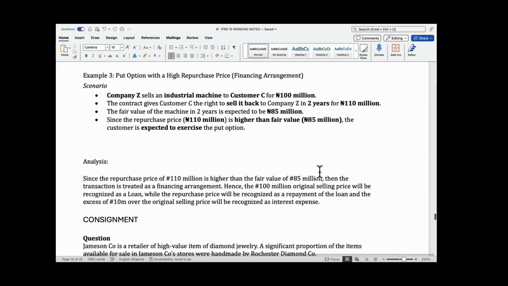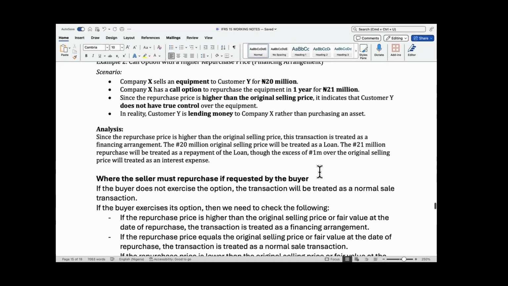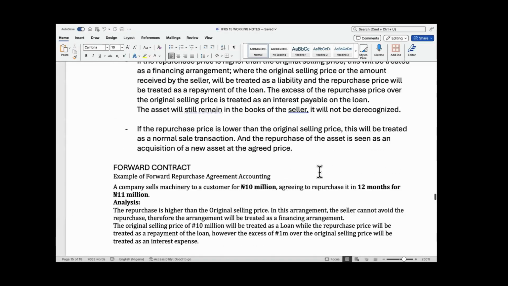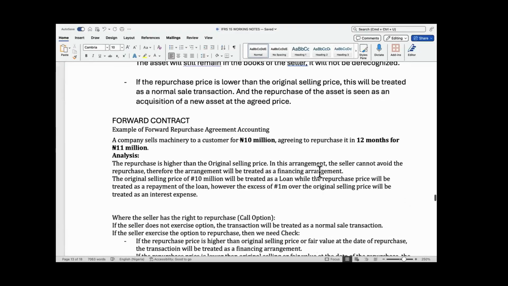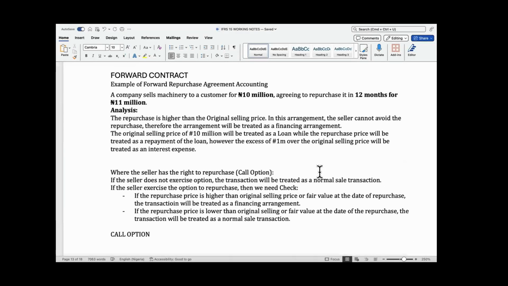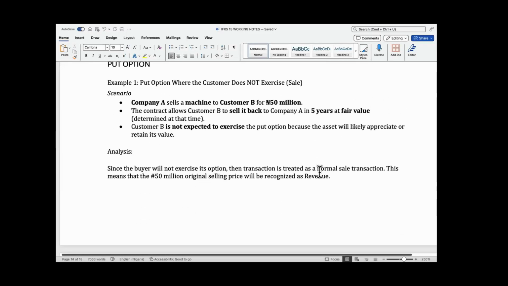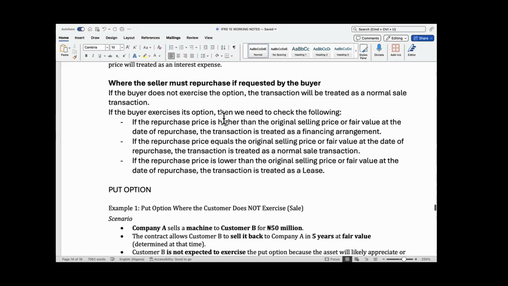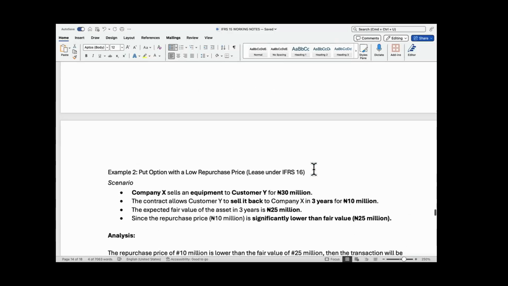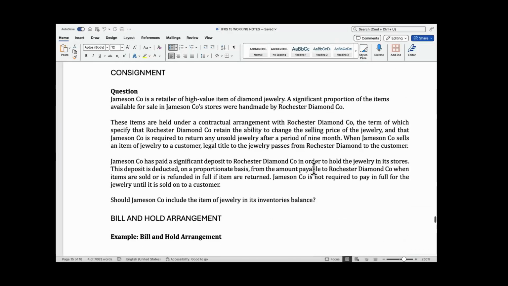So the good thing about this is that for the three, they are saying the same thing. Where the repurchase price is higher, know that it is a loan. When it is lower, it is a normal selling price. Except for this put option, where it is equal, that's a normal sale arrangement. But where the purchase price is higher, financing; where it is lower, lease. Just look at it and get used to it. I think that's the most technical one here.